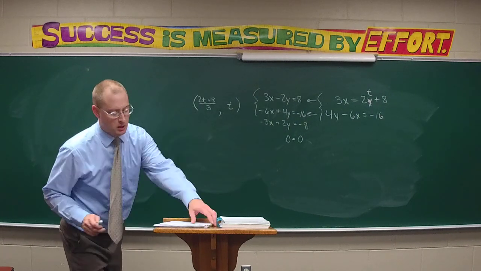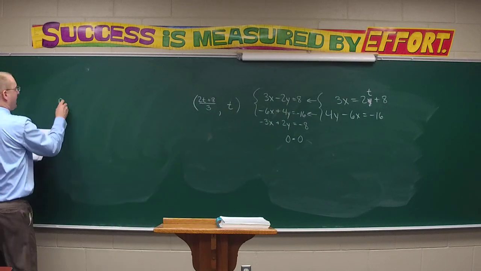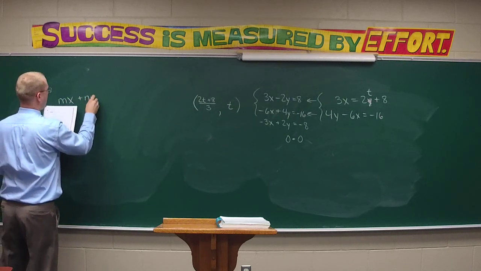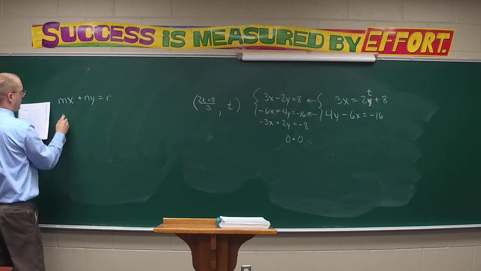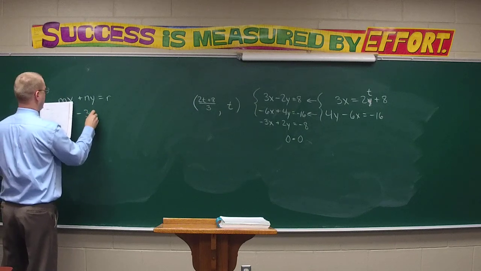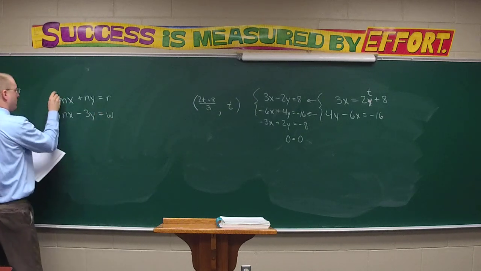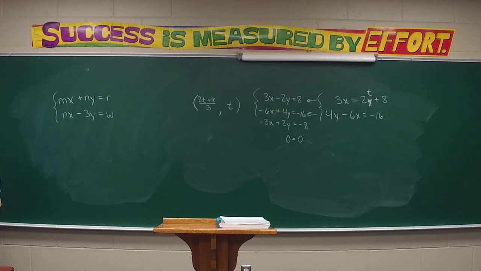All right. Write this down. mx plus ny equals r, and nx minus 3y equals w. We would describe these equations, class, as being literal equations. Good. And here we're not going to use substitution. We're going to have to go with elimination, but we're going to have to do it twice.